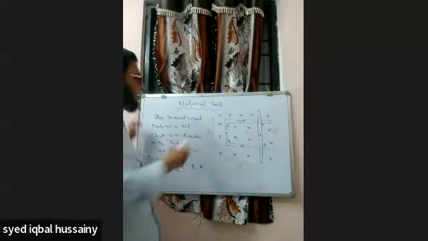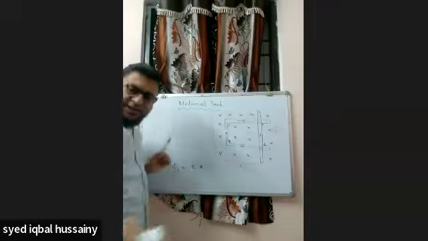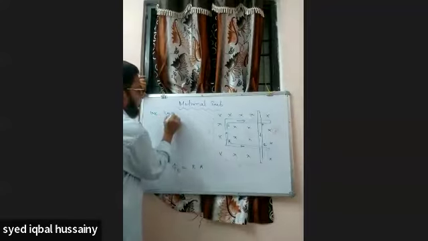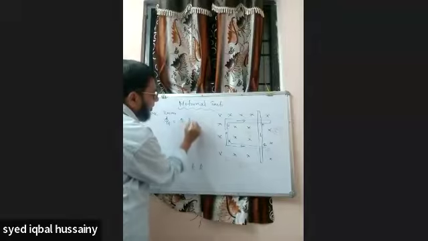Done? Okay. Now, next step. What is area? Substitute the formula for area. We know phi B is equal to B into area. What is the area? L into x. L into x.